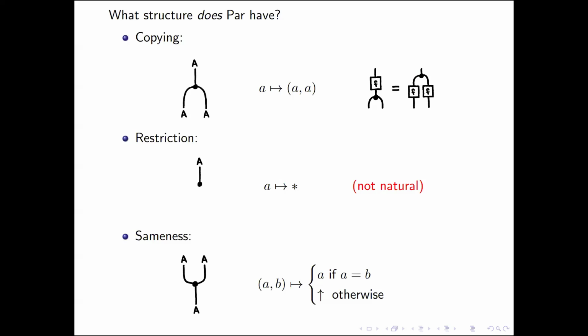But in sets and partial functions, it has something else. So it still has copying. We still have a copying operation in sets and partial functions. It's a total partial function that copies its input. And this is still natural in the sense that the input copies correctly.